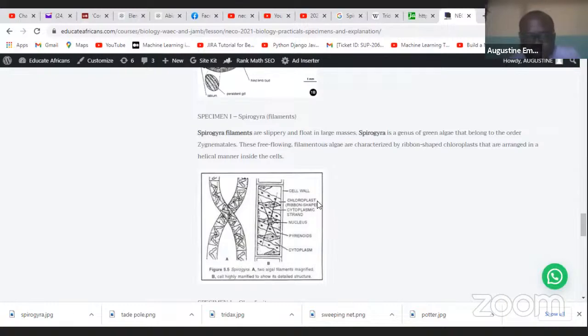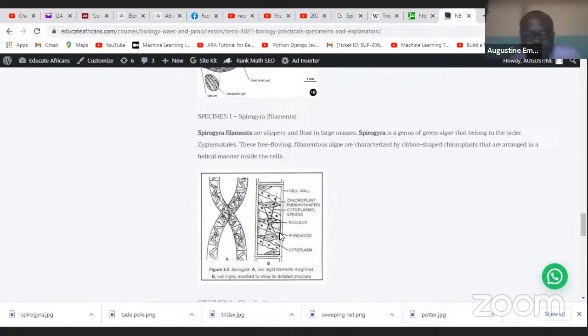Then you now have the chloroplast, very important. Chloroplast is very important for photosynthesis. So this is the Spirogyra filament. You need to know how to draw it, very important. So you just draw a normal cell, indicate your nucleus at the middle, then take this strand, this up and down strand represents the chloroplast.